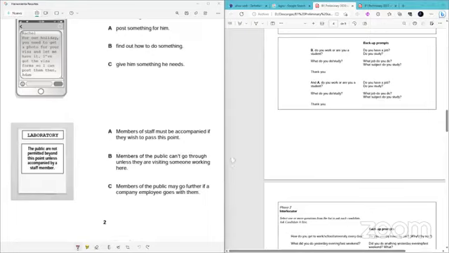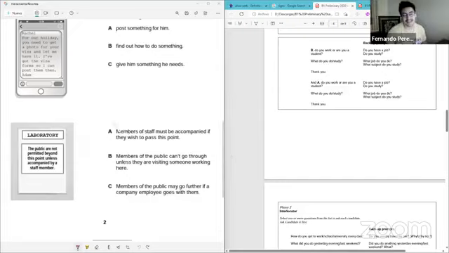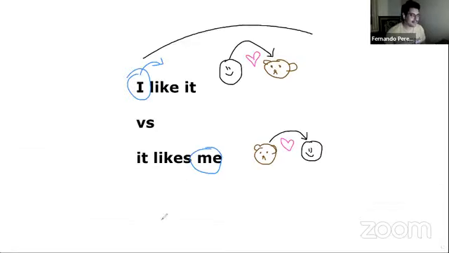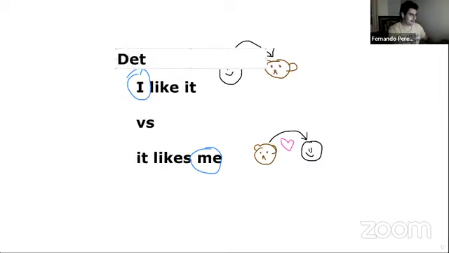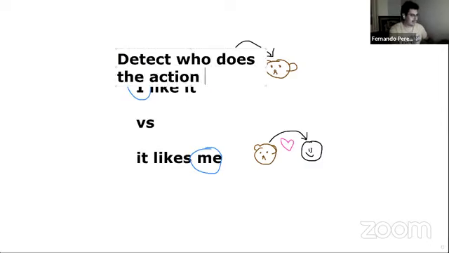You see? Okay, I understand. So a letter A is very important to understand the difference between the doer, who does the action, and who receives the action.